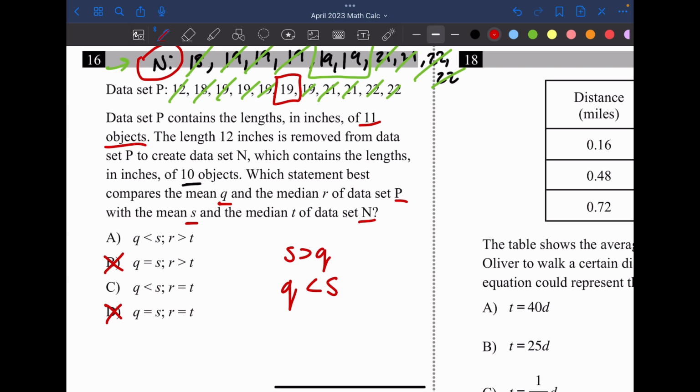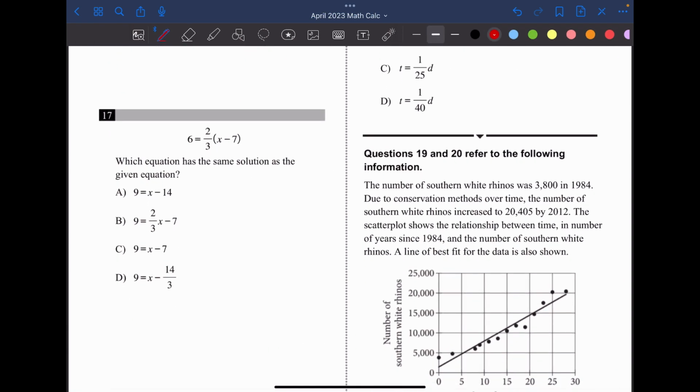In other words, we have A and C left. So since R and T are the same, it has to be C. This is wrong, so A is wrong as well. So yeah, the answer is C. Let's move on to question number 17.